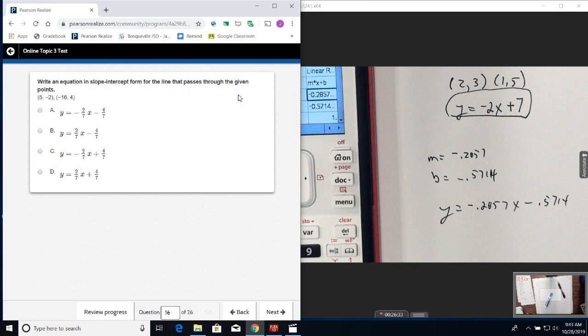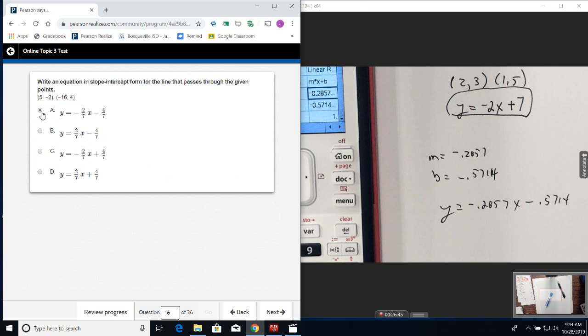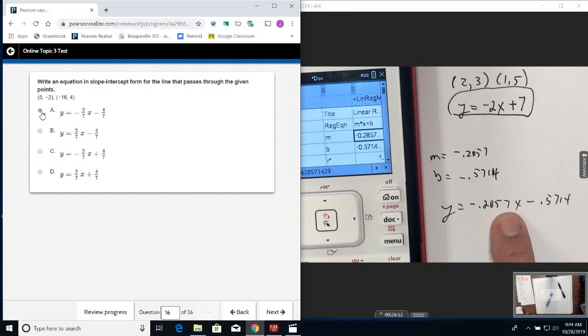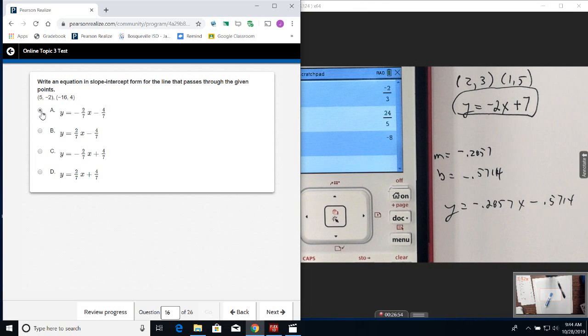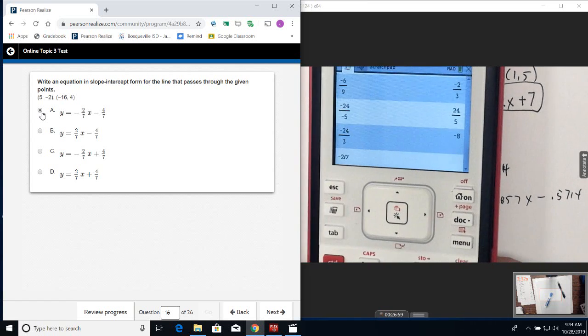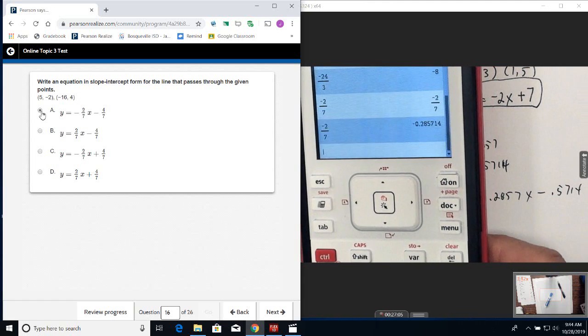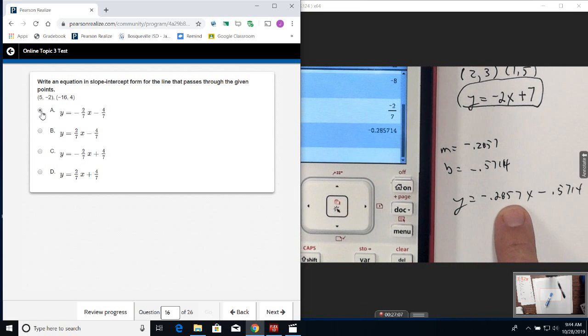Well, obviously it's got to be either A or what? C, because my slope is negative. Okay, and then my y-intercept would be a negative, so it looks like it should be A, but let's check it. Is negative 2/7 really the same thing as 0.2857? Well, go to your calculator and just plug in a negative 2 divided by 7. See if I get that negative. And then how do I get it back as a decimal? Hit Control Enter. See, it's the same thing?